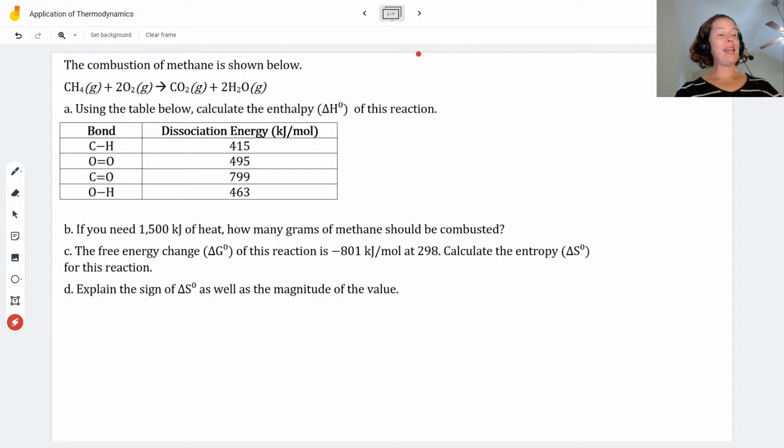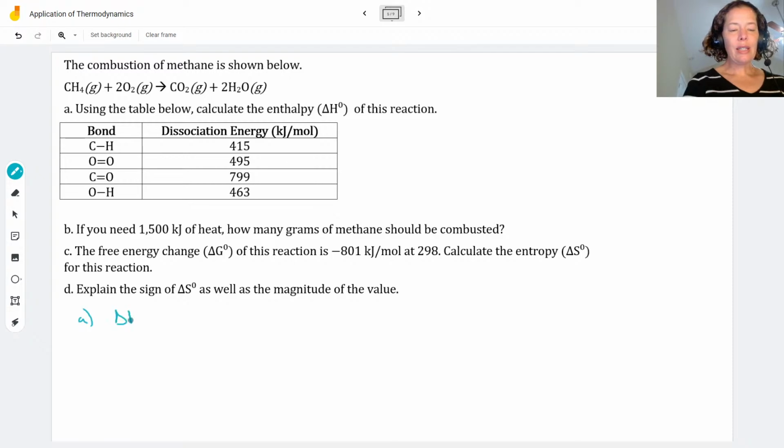All right, so we have another combustion reaction. This is the combustion of methane. So this is a pretty simple one. Again, they did give us a balanced chemical equation, so that's always very handy. We have been given some bond energies here, and part A says we would need to calculate the enthalpy, or the delta H, of this reaction. Okay, so we can't use products minus reactants, but we can calculate delta H by using bonds broken minus bonds formed. Okay, so this is for part A.